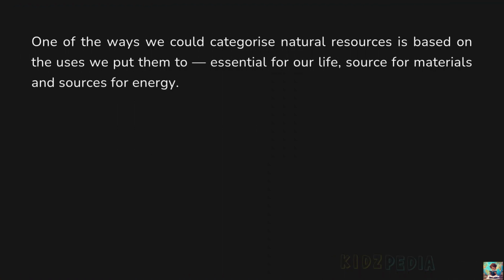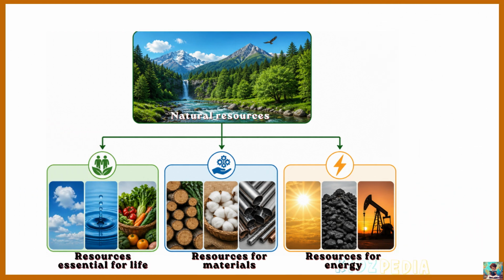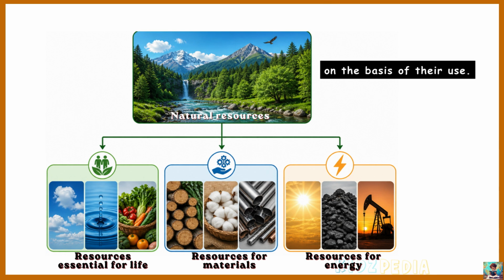One of the ways to categorize natural resources is based on the uses we put them to: essential for our life, sources for materials, and sources for energy. So, one way to group natural resources is by how we use them. First one is essential for life. These are resources we cannot live without. Examples: air, water, food, etc.